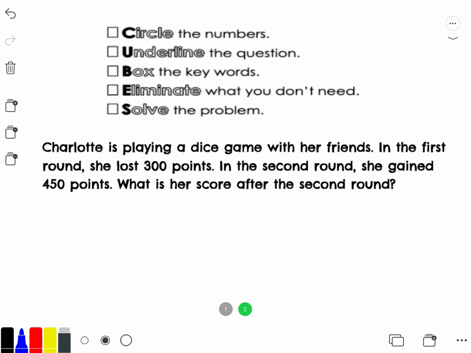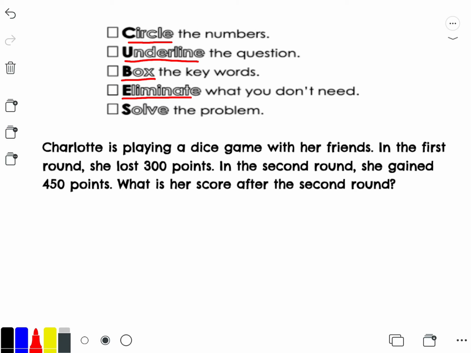these word problems. So the strategy we're using today is called CUBES. So CUBES, we have the C. The C stands for circle the numbers. So that means we're going to circle all the numbers that we see. The U stands for underline, so we're going to underline the question. The B stands for box, so we're going to put a box around all the keywords. And E stands for eliminate, so we're going to eliminate what we do not need.